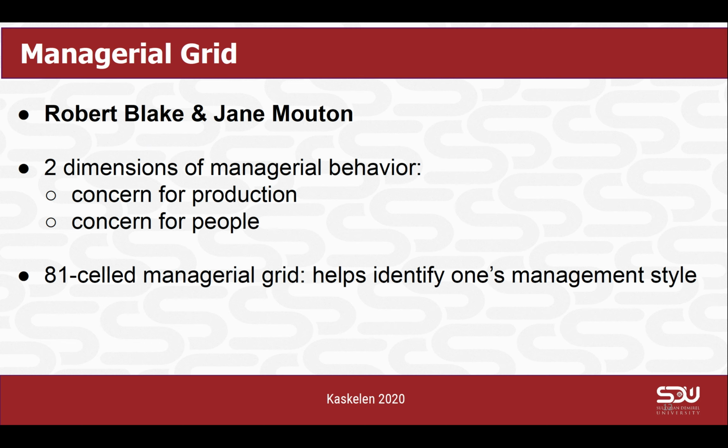Robert Blake and Jane Mouton proposed the idea of the managerial grid. Yeah, so that grid is built on two dimensions of managerial behavior, right? The first dimension is concern for production, concern for results, right? And the second dimension is concern for people. And the grid has 81 cells, and basically it can be used to identify one's management style.